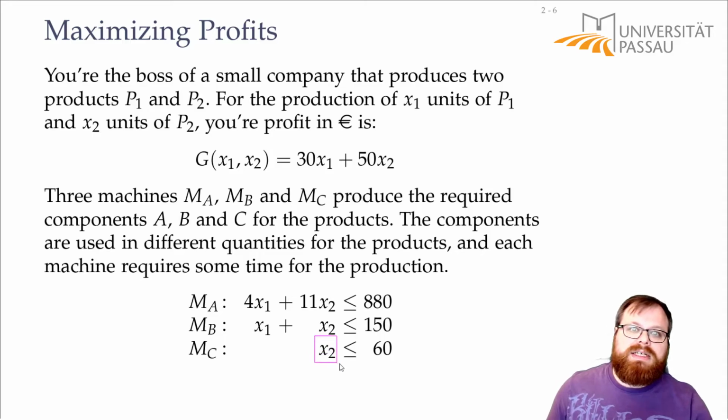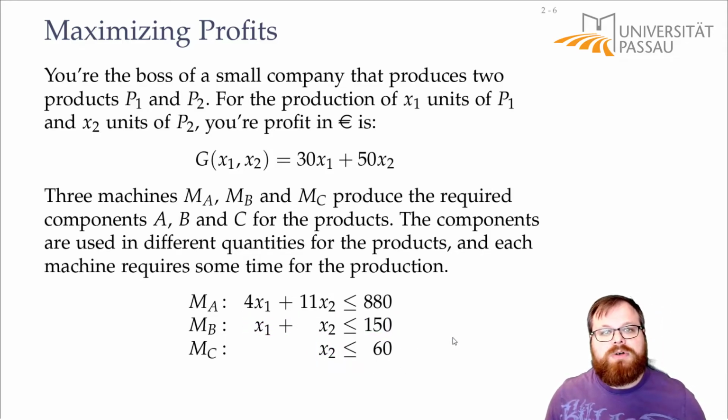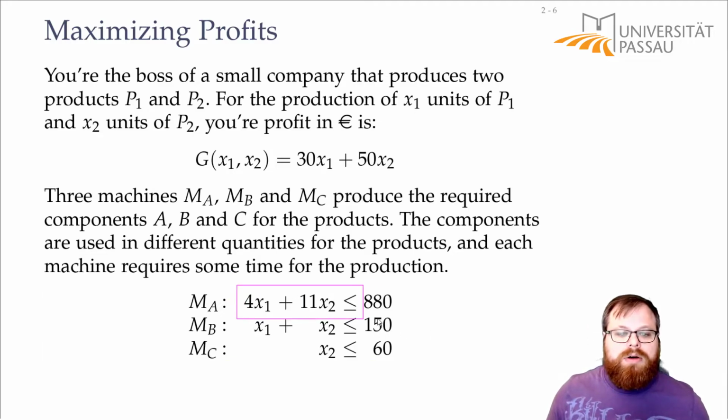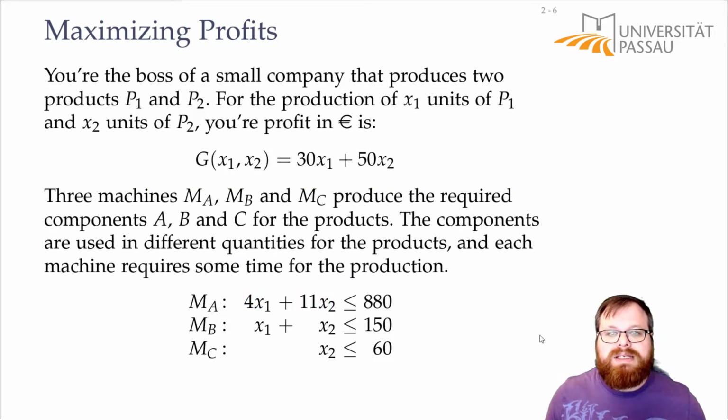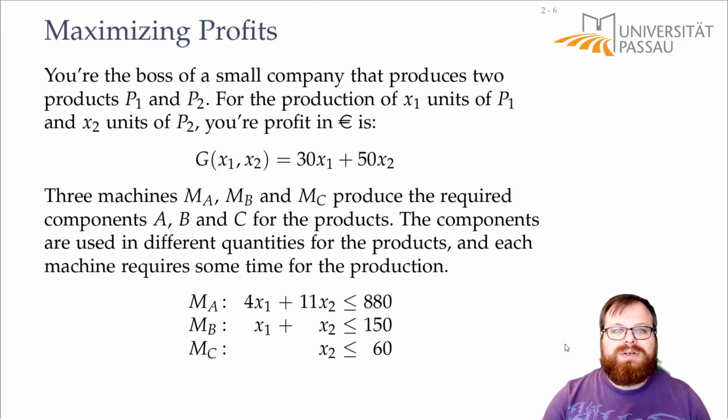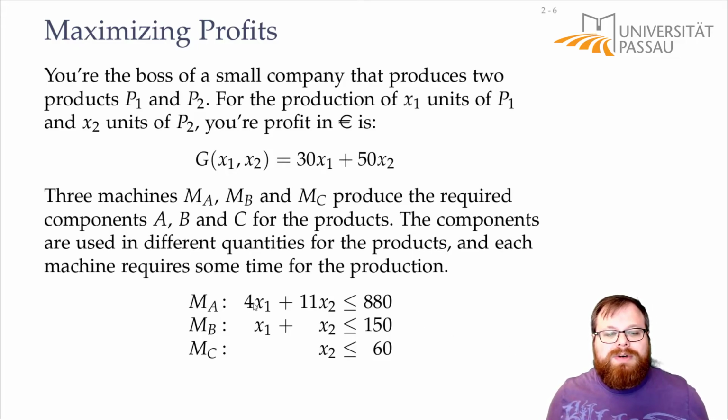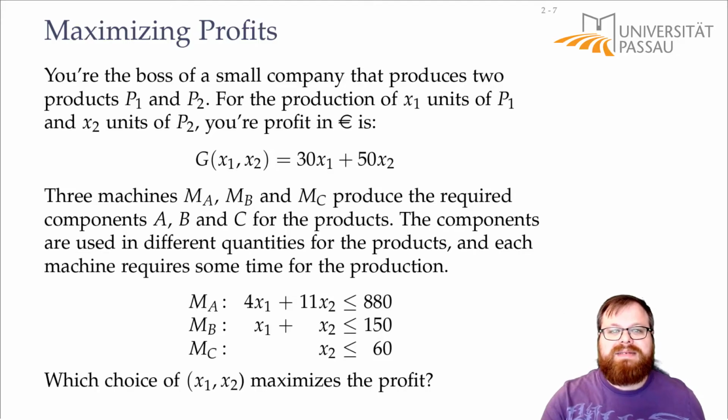That means we can create at most 60 mice and at most 150 keyboards plus mice together, or we can create 880 of component A. That means 4 times the number of keyboards plus 11 times the number of mice can be at most 880 during one day. And of course now the question is, how do we choose x1 and x2 to maximize the profit? So how many keyboards and how many mice do we want to produce?